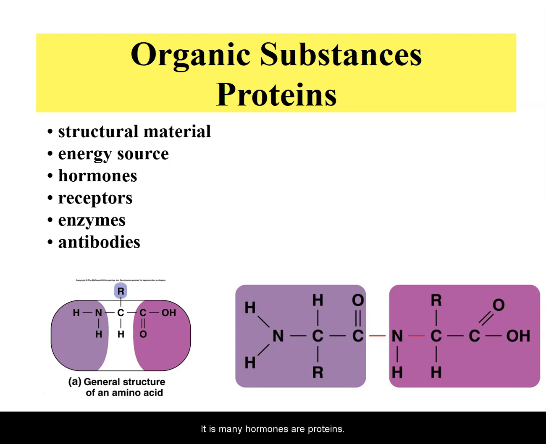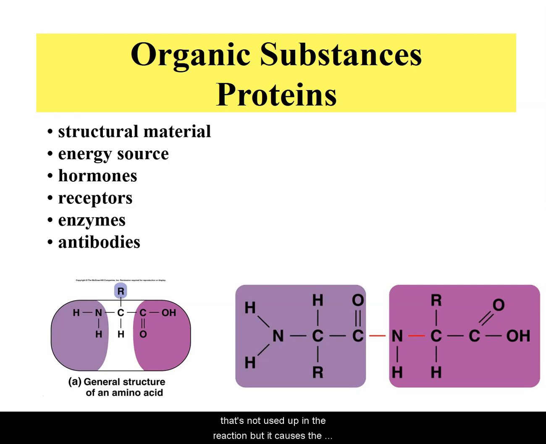Many hormones are proteins, the amino acids forming one or more polypeptide chains, and we'll look at that in just a minute. Receptors on the surface of cells and different areas of your body, we talked about receptors before, are made up of proteins. Enzymes act as catalysts. We talked about that before.